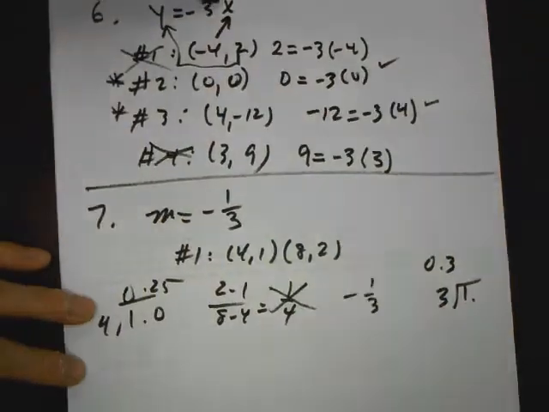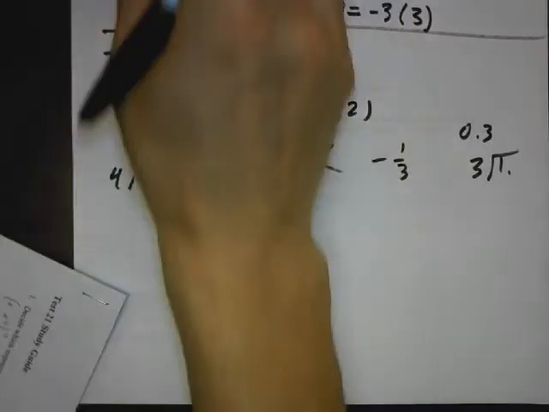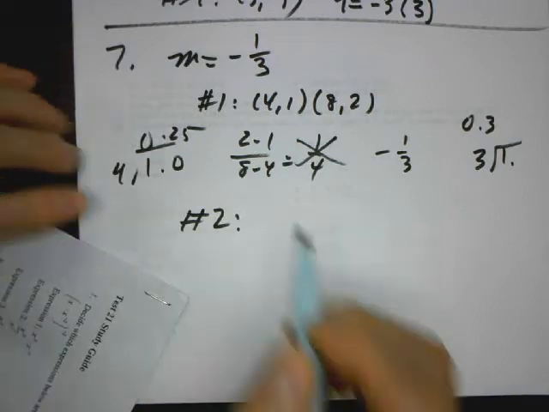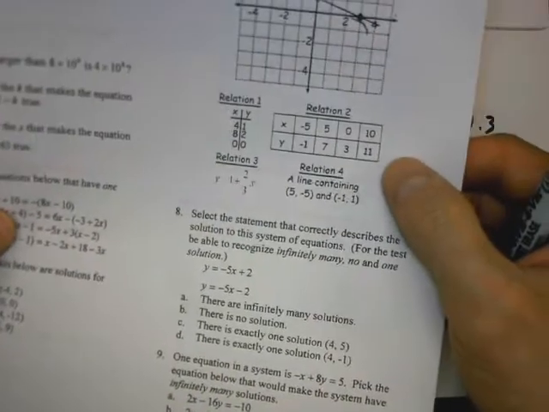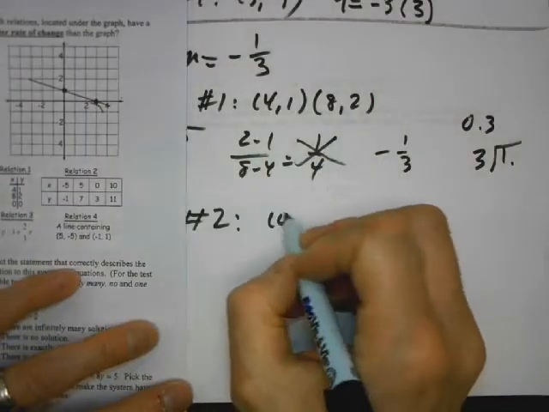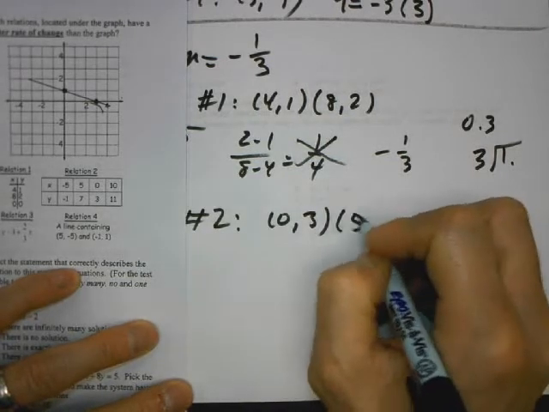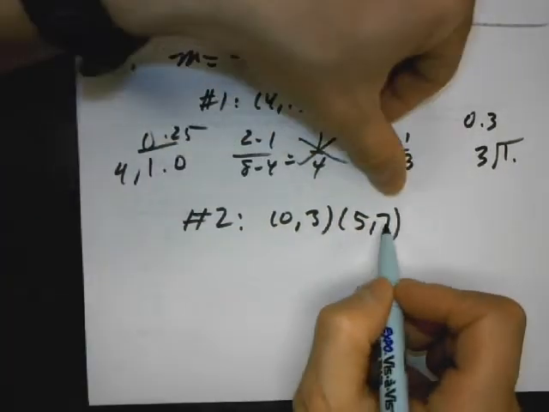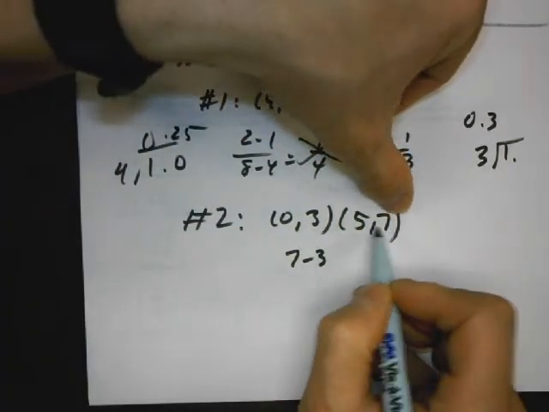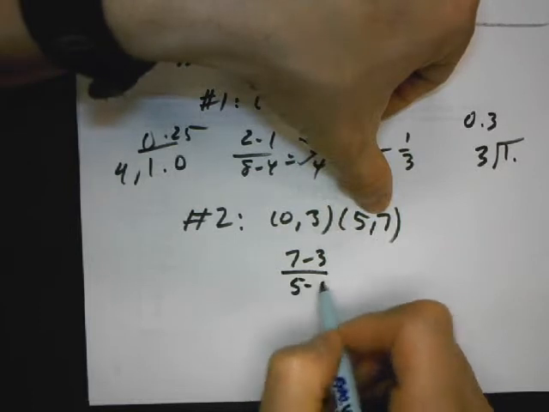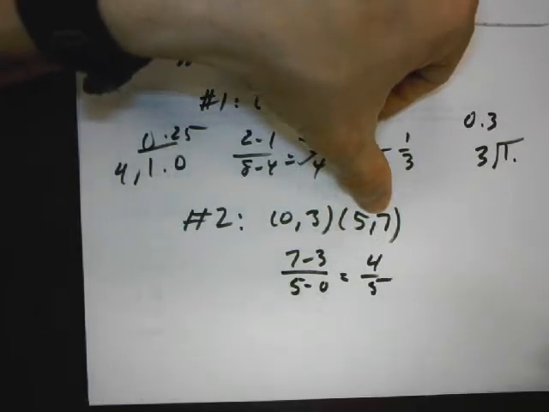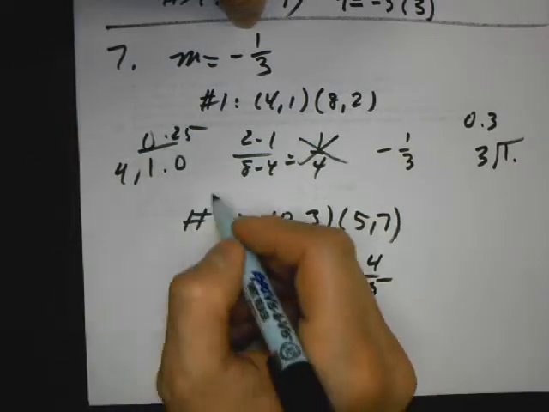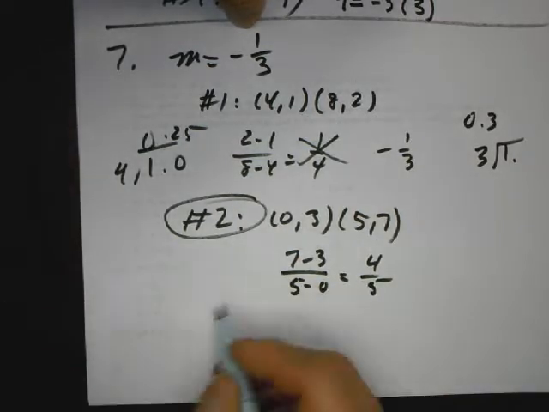Relation 2, same thing. Find your slope. Relation 2 gives us a table, so I'll pick any 2 points from the table. It doesn't matter which 2, I'll get the same thing because it's called a constant rate of change. It's always the same. So I'll go y minus y over x minus x. Now, 4/5 is a fraction that is greater than 1/3. So number 2 has a greater rate of change.